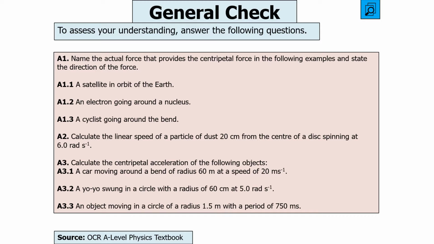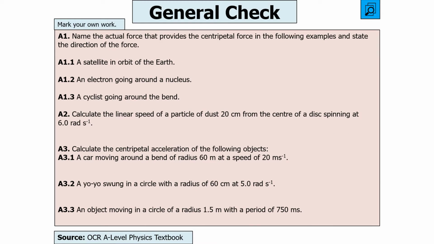Then calculate the centripetal acceleration of the following objects. A car moving around a bend of radius 60 meters at a speed of 20 meters per second. A yo-yo swung in a circle with a radius of 30 centimeters at 5 radians per second, and an object moving in a circle of radius 1.5 meters with a period of 750 milliseconds. So pause the video now, then unpause the video and you'll want to go through your answer.